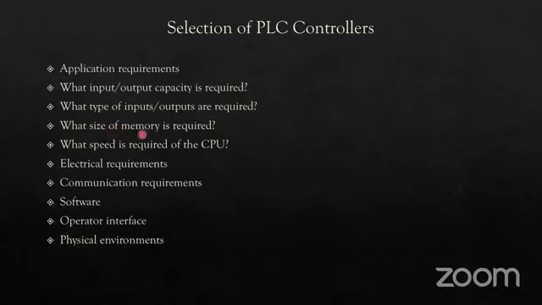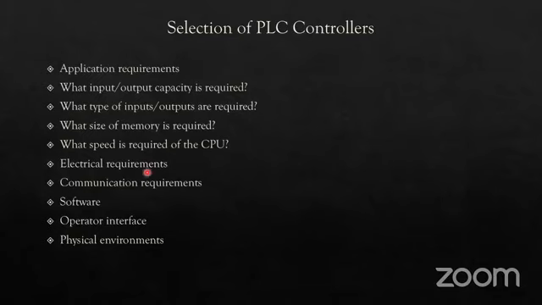So that is also an important factor. What speed is required of the CPU? Speed, meaning the frequency of this controller. If you have any special purpose machine which requires very detailed attention in terms of speed, then you will need a higher speed controller. In general cases, you can use the normal PLCs.